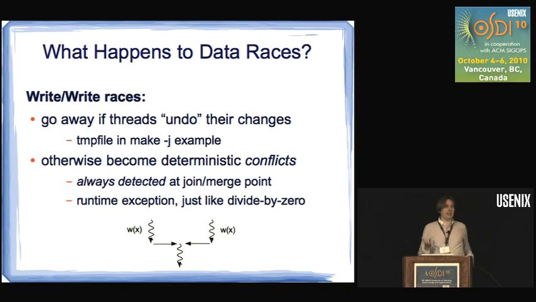And the difference between a race and a conflict is that a race is something that one thread or the other might non-deterministically win, or might deterministically win on a still unpredictable schedule if you run it under a deterministic scheduler, for example. Whereas a conflict is something you always detect at the join or merge point in this case. Determinator just treats these as programming errors, just like divide by zero. Although there are other reasonable ways you could treat them too.